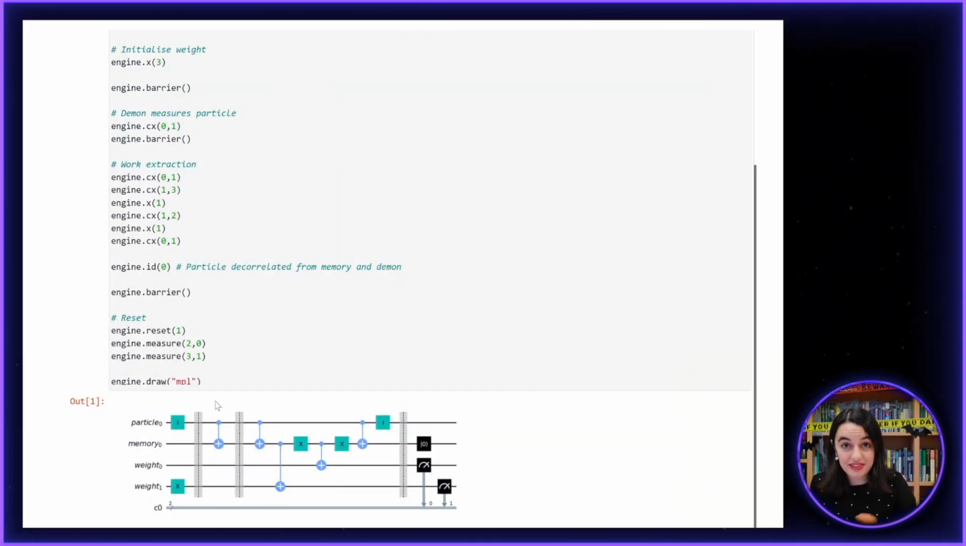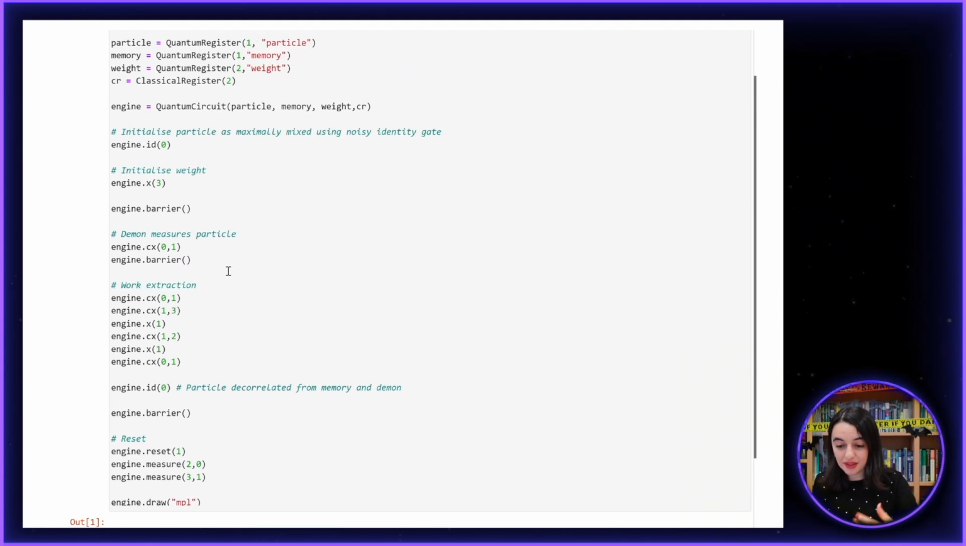So we're going to represent this in the circuit by a control NOT gate between the particle qubit and the memory qubit. So if the particle is a 0, then the memory is left as a 0. If the particle is 1, then the memory qubit is flipped to a 1 because the NOT gate is applied. So this corresponds to if the particle is on the left, then the memory stores information that it's on the left and it stays as 0. If the particle is on the right, the memory stores information that the particle is on the right and the qubit is flipped to 1. So that's the measurement step.